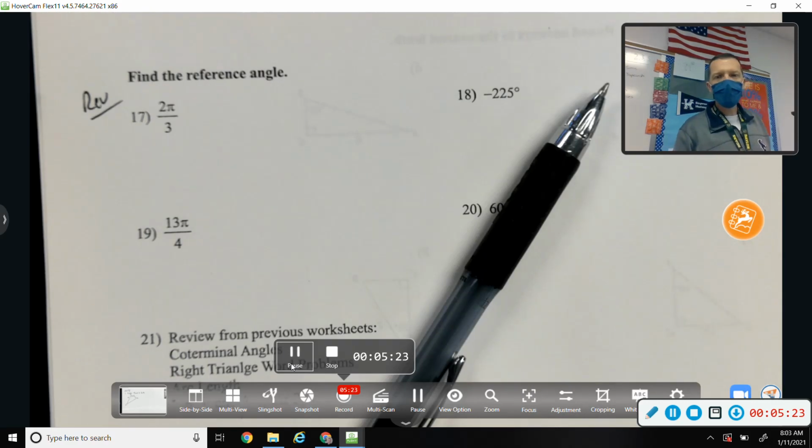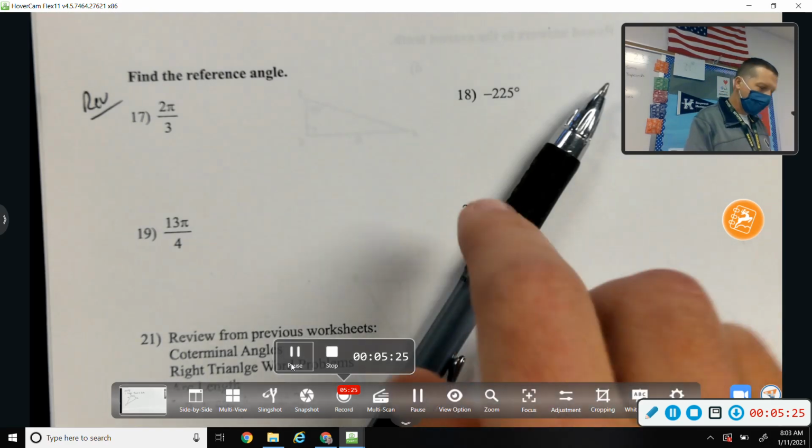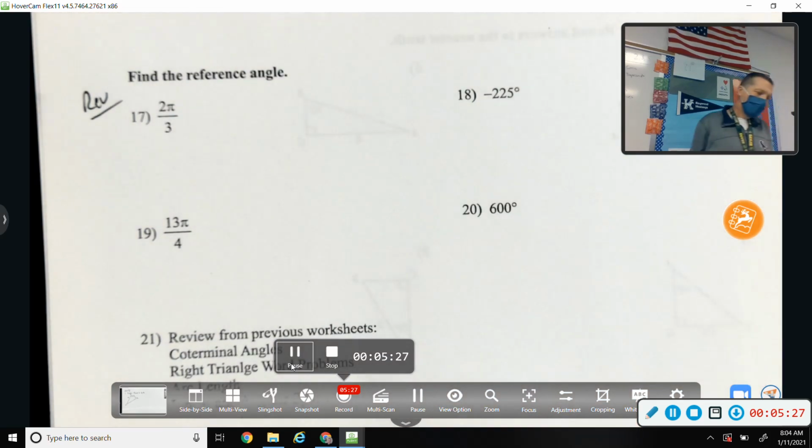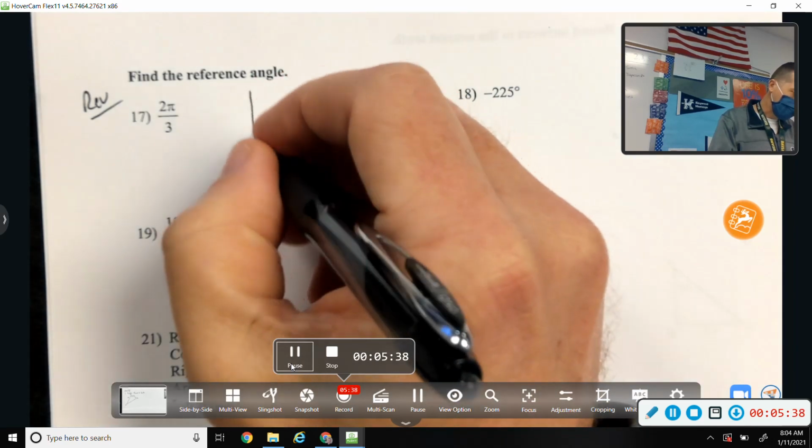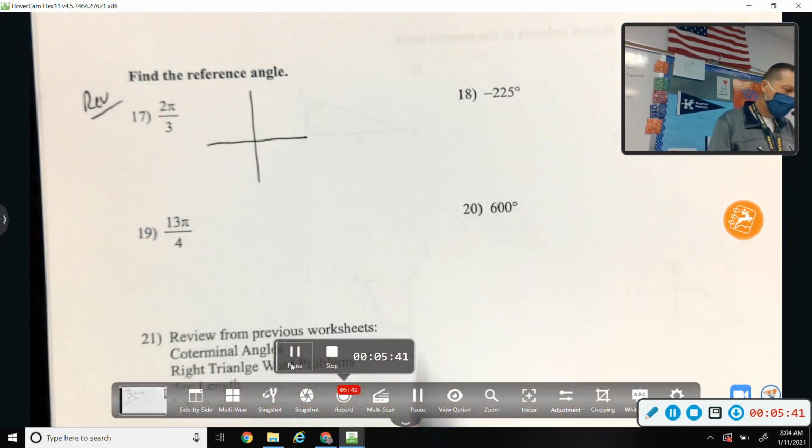All right, let's switch to the review, and let's look at 17 and 18. Again, the answers to the odds are posted on Schoology, so you can find them. Find the reference angle. Okay, so that's nearest x-axis is what we're looking for there. 2 pi over 3.